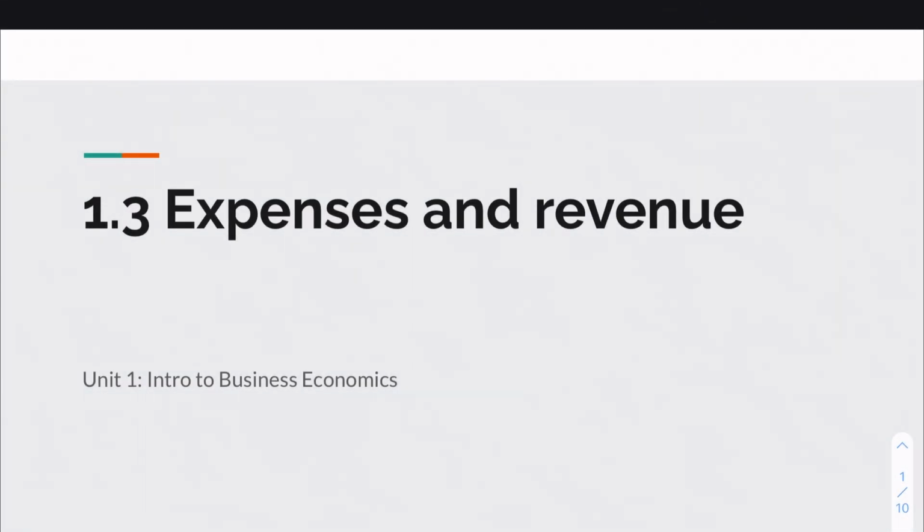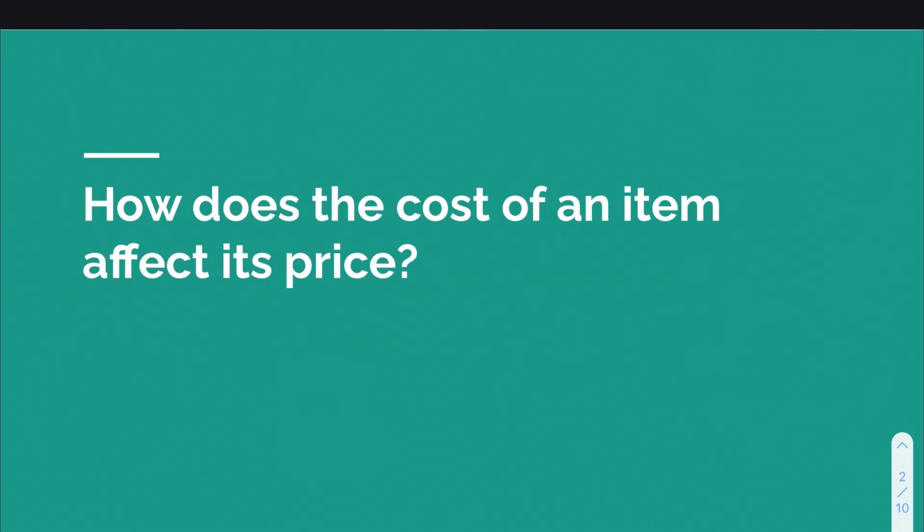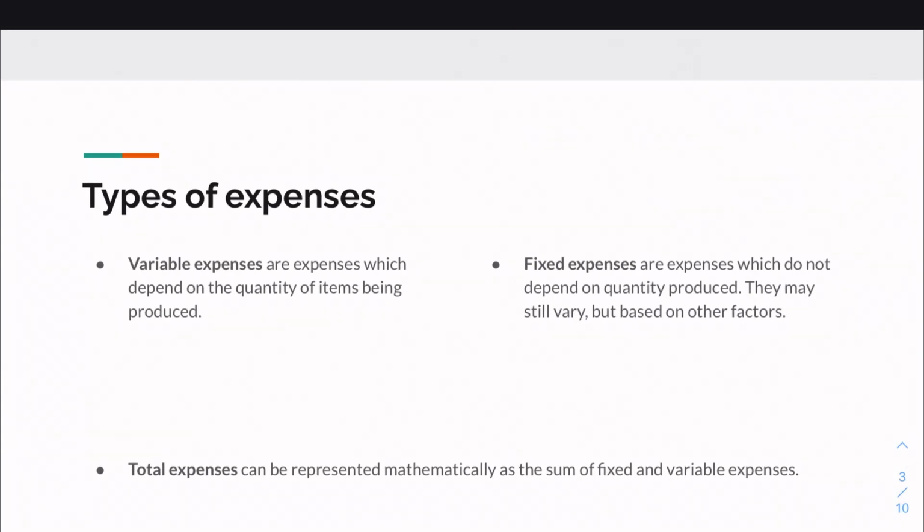So in 1.3, talking about expenses and revenue, specifically talking about how the cost of an item is going to affect its price. Starting to tackle this question of how businesses make the decisions they do, and that includes how businesses make the pricing decisions that they do. So just some types of expenses first. Expenses are just anything that's going to cost the business money. Sometimes you'll see the word cost instead of expense, but it all means the same thing.